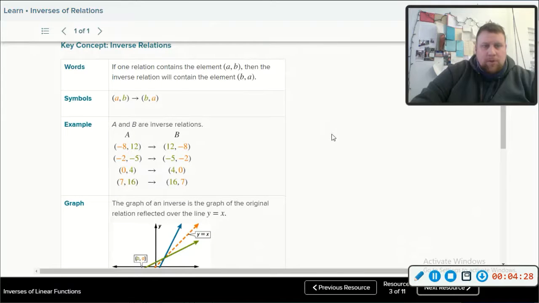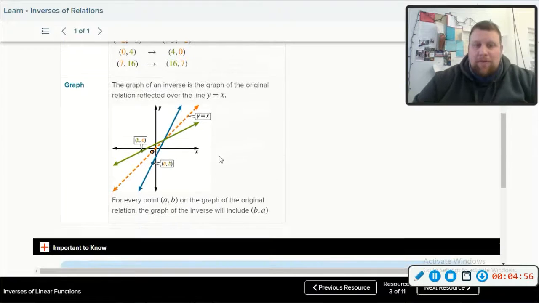What is an inverse relation? If one relation contains the elements A, B, then the inverse relation will contain the elements B, A. In symbols, this means AB approaches BA. It just changes to BA. So in other words, A and B are in inverse relations if A has -8, 12, and B has 12, -8 as a point. See how for each one, -2, -5, we just switched their order, -5, -2. 0, 4 becomes 4, 0. 7, 16 becomes 16, 7.